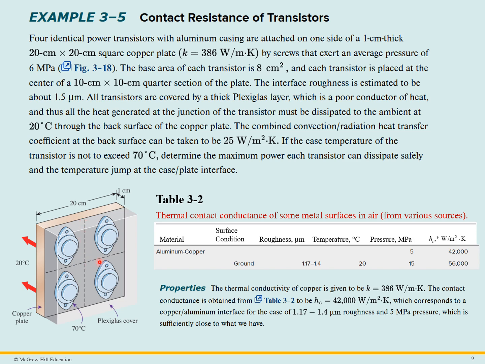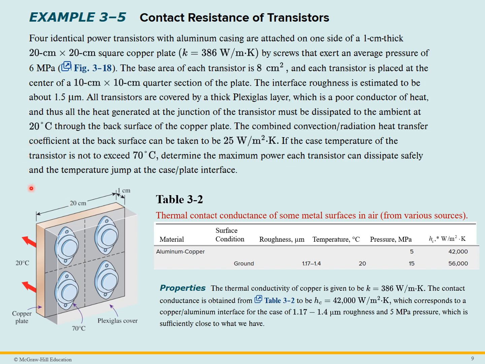So this part here is 10 centimeters by 10 centimeters, and so 10 centimeters and 10 centimeters adds up to the 20 centimeters. So you have four total. The interface roughness is estimated to be about 1.5 micrometers.